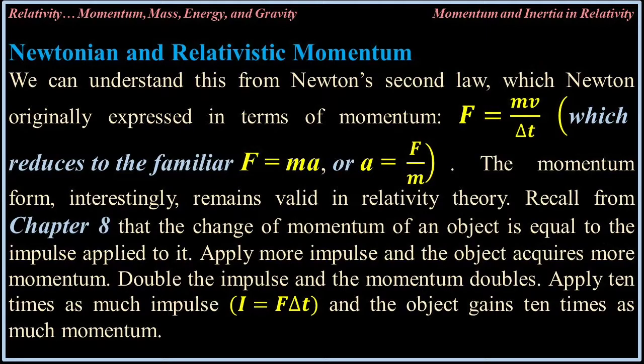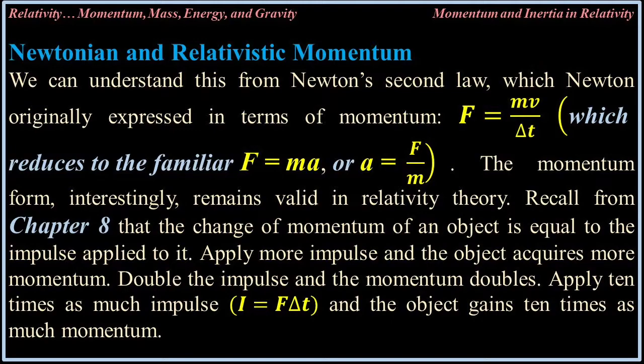Newtonian and relativistic momentum. We can understand this from Newton's second law, which Newton originally expressed in terms of momentum, F equals mv over delta t, which reduces to the familiar F equals ma, or a equals F over m. The momentum form, interestingly, remains valid in relativity theory.